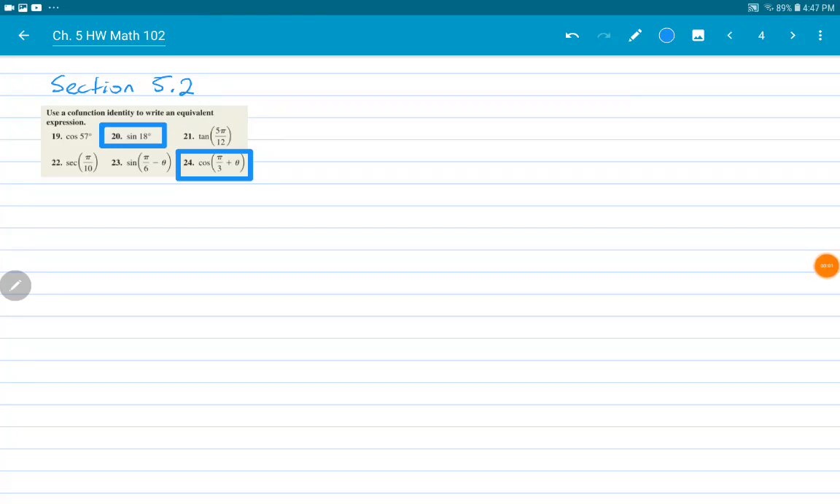On these problems, we're using the cofunction identity to write an equivalent expression. So that cofunction identity, we have cosine of pi over 2 minus t equals sine of t, and we have sine of pi over 2 minus t equals cosine of t. And we can derive that if you had used the difference identity for cosine and sine, you would get these identities. But this time we're just applying them, not deriving them.